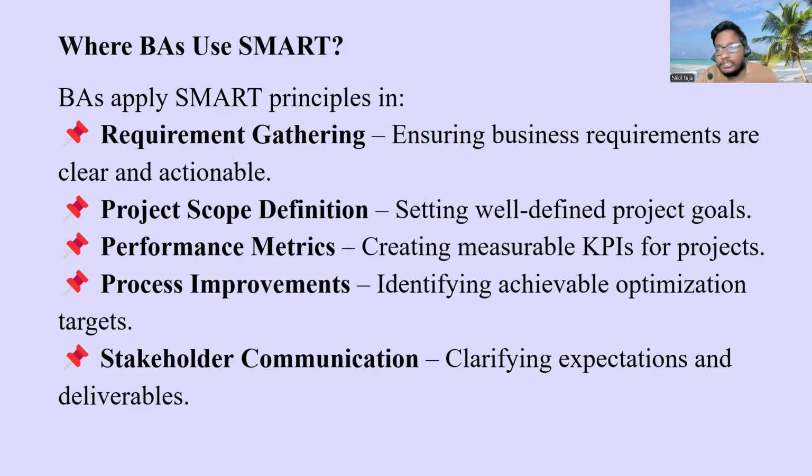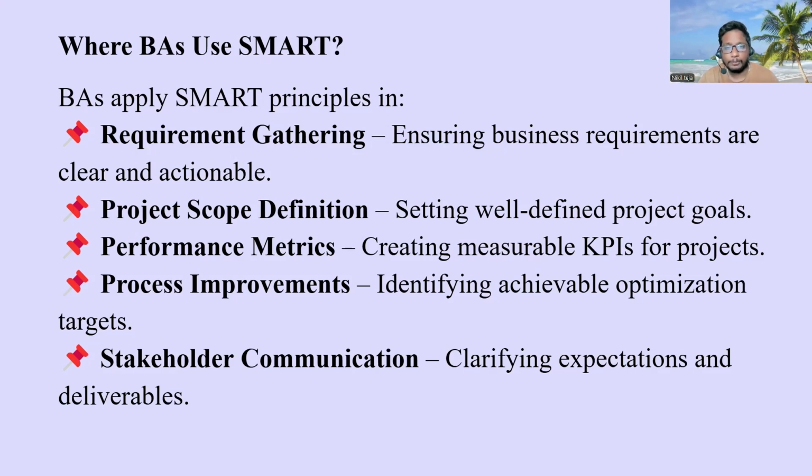We'll be using it for performance metrics also. Performance metrics are used to measure the success of one particular framework or one particular thing. For example, there are agile metrics. Agile metrics are nothing but tracking the progress of the agile mindset or agile methodologies. So these are the performance metrics, and in performance metrics we create measurable KPIs for projects. Next, process improvements. As a business analyst, we will also be using it in process improvements.